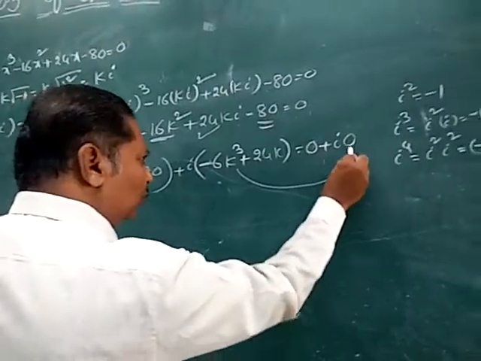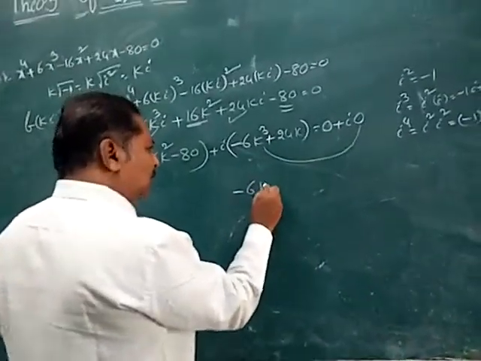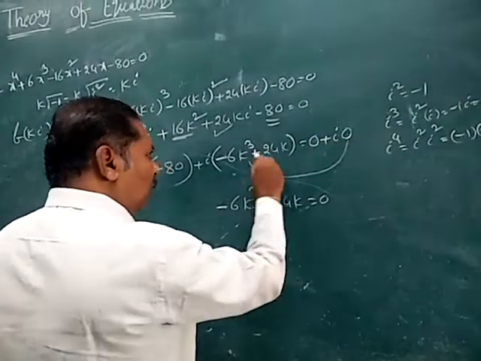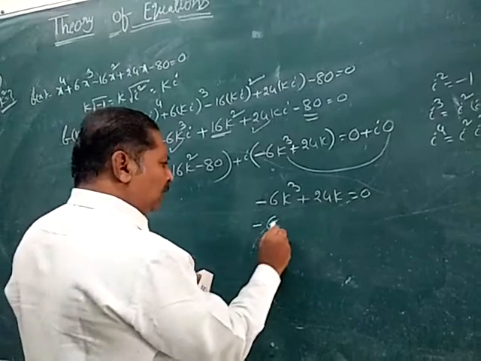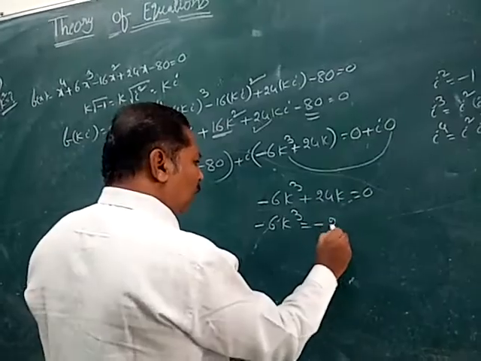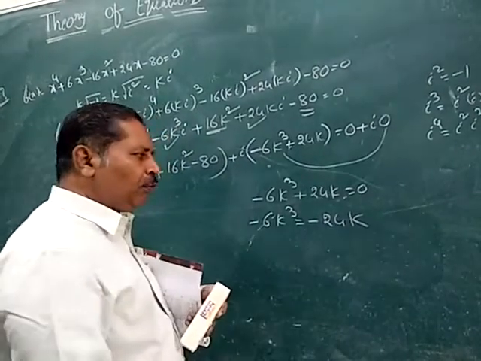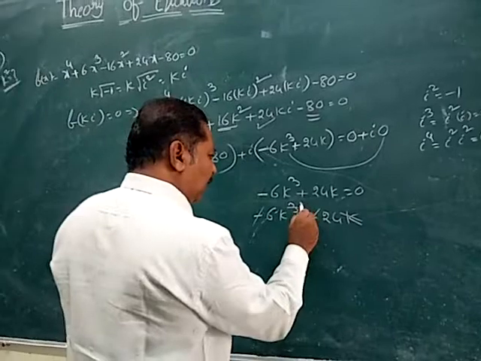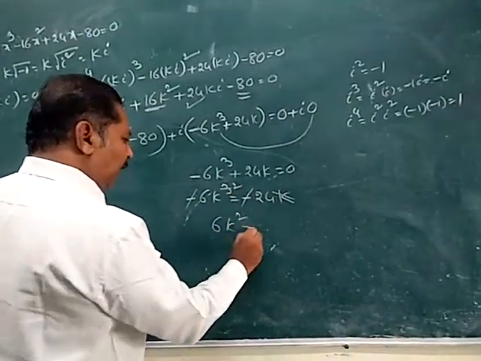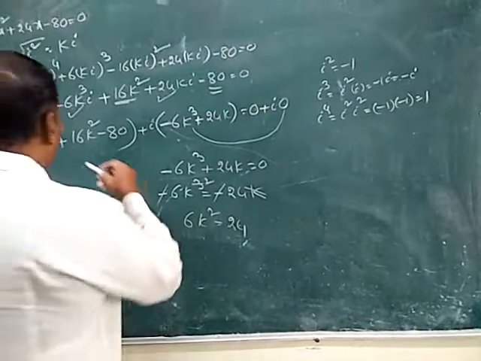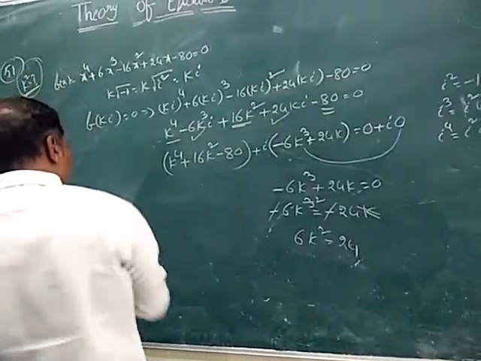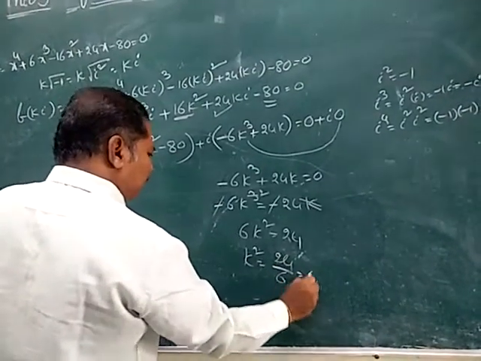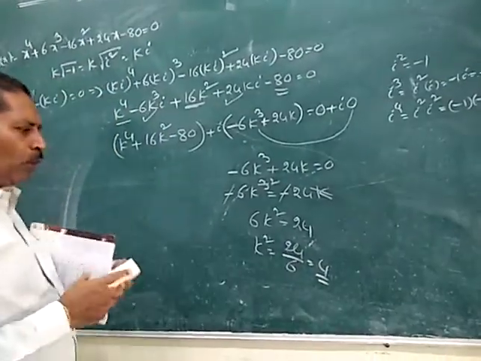So take these two: minus 6k cube plus 24k equals 0. Minus 6k cube equals minus 24k, minus minus cancel, k cancel, 6k square equals 24. He wants the k square value. k square equals 24 by 6, equals 4.